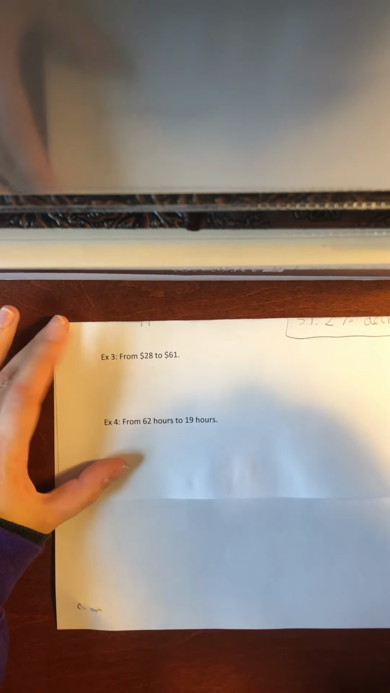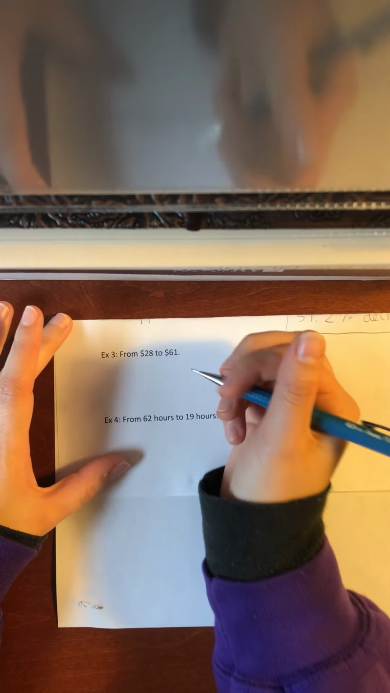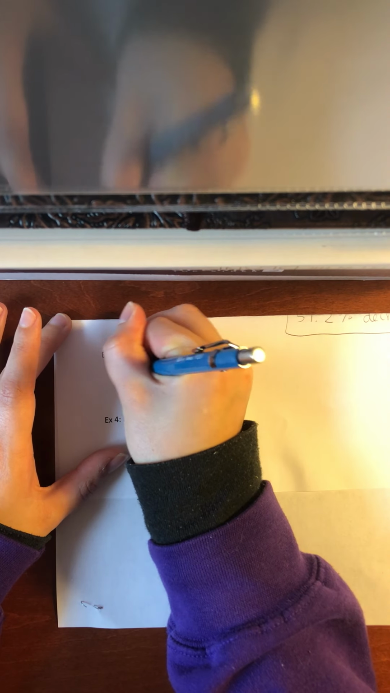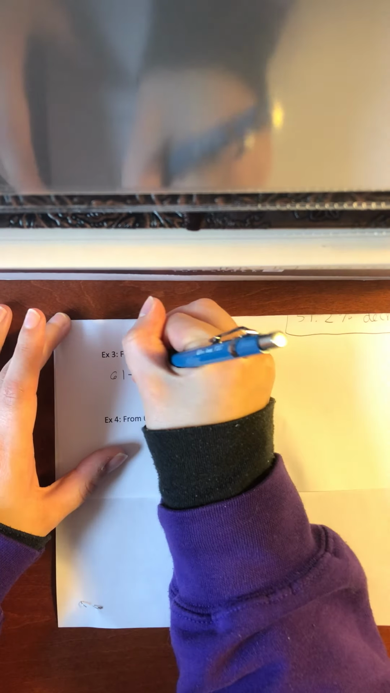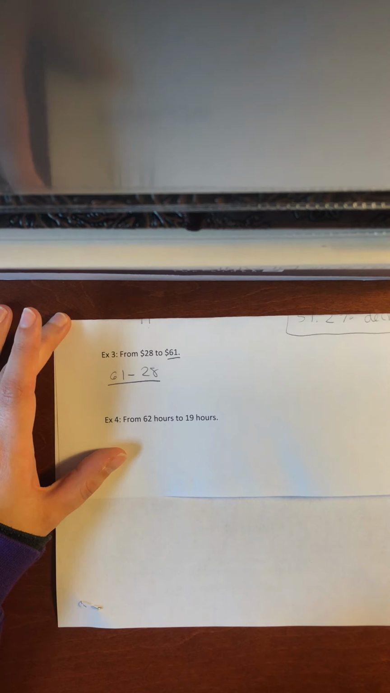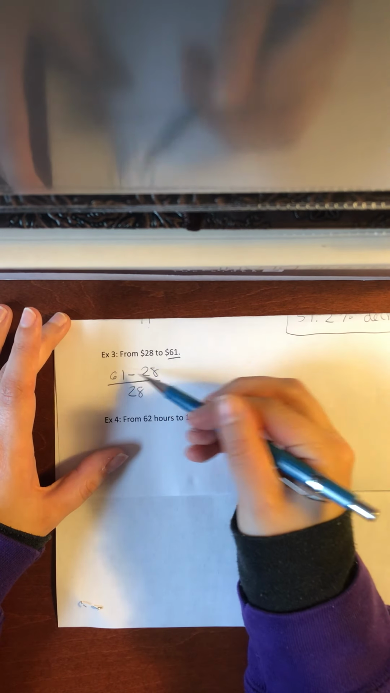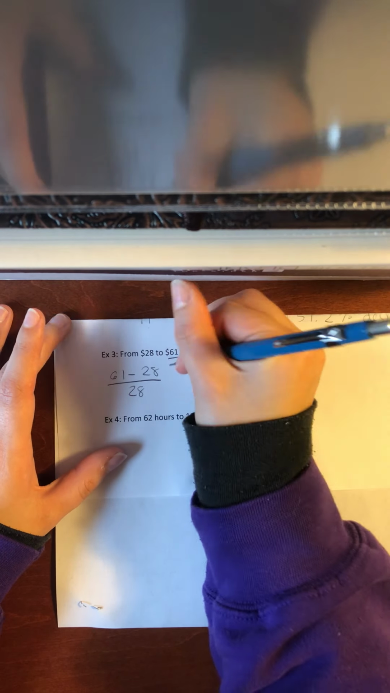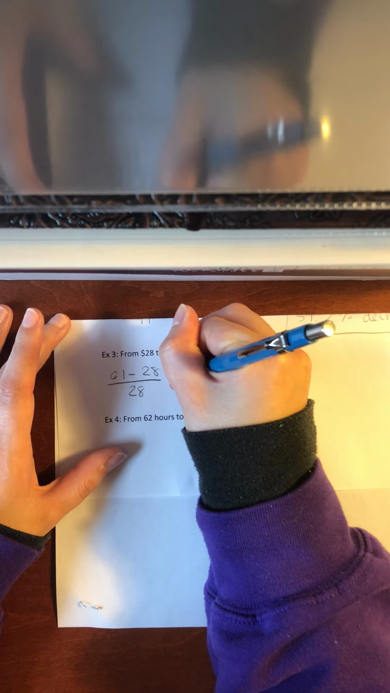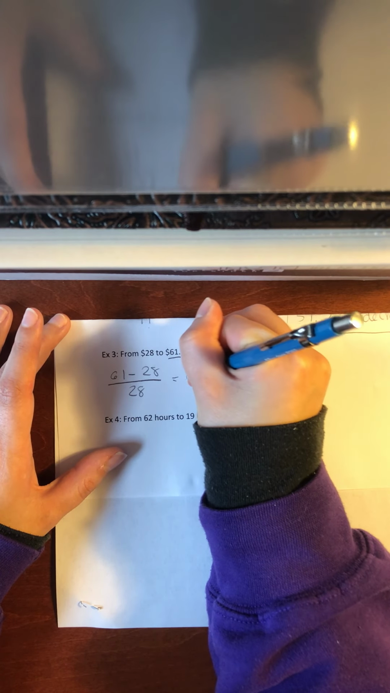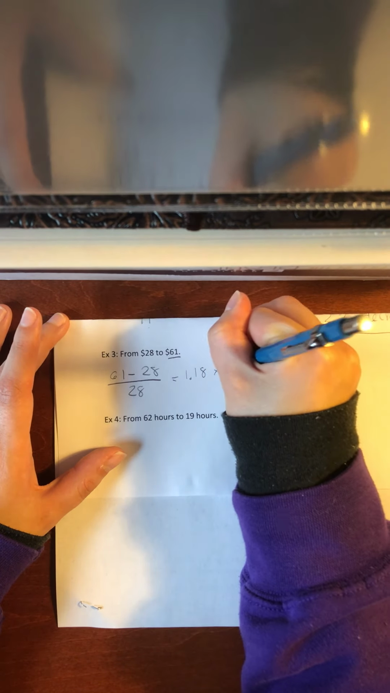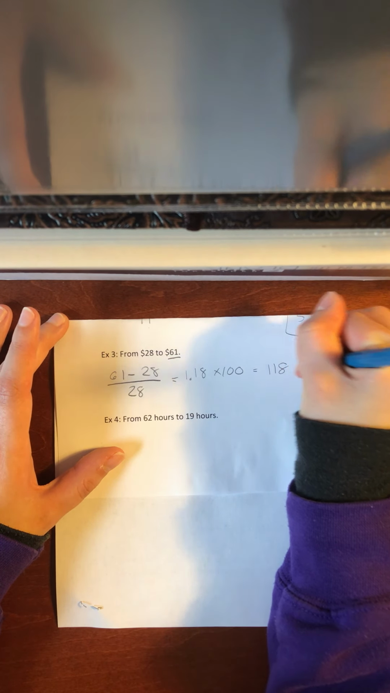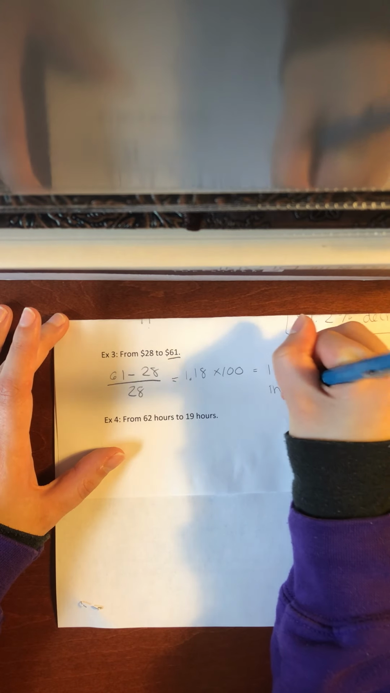From $28 to $61. Okay, so our new value is 61, so 61 minus the old value, which is 28, over the old value, which is 28. So you do 61 minus 28 in your calculator, divided by 28, okay? And you will get 1.18. And then when you multiply by 100 to convert it to a percentage, you will get 118%. And since it's positive, it is an increase.